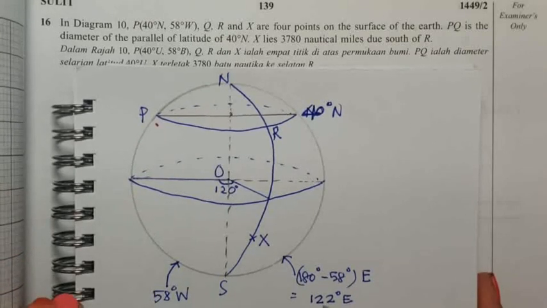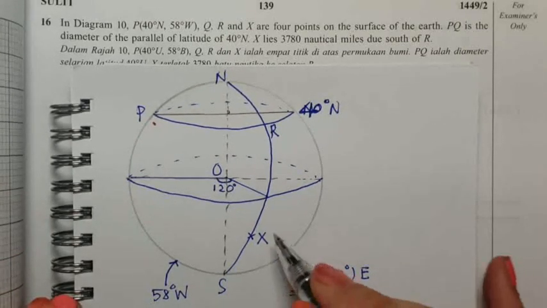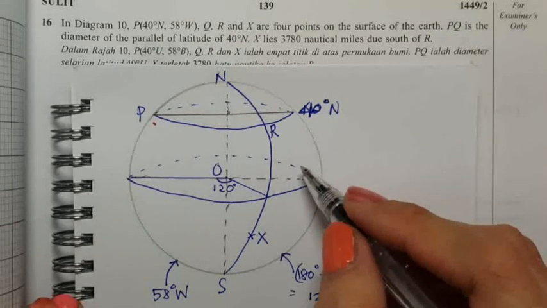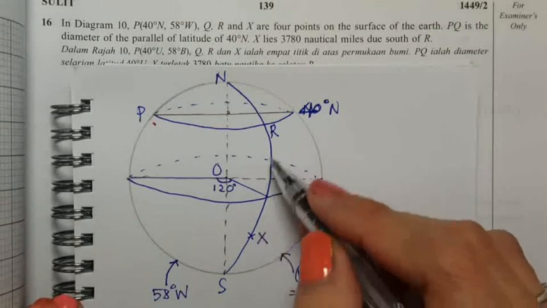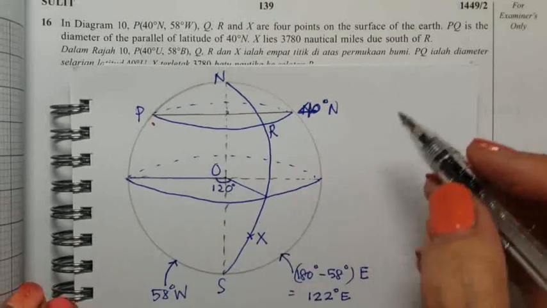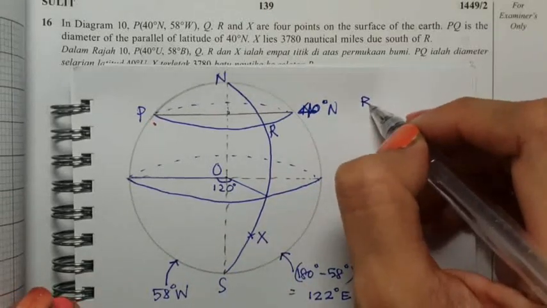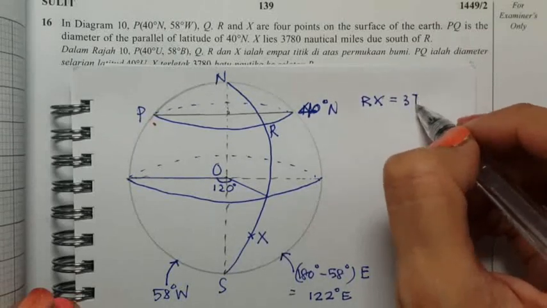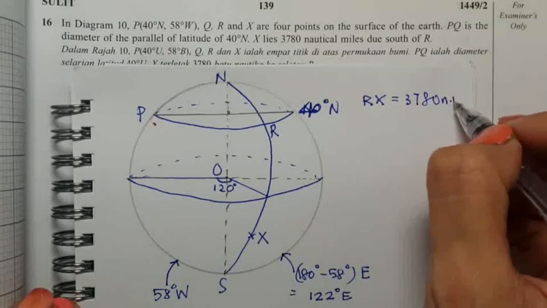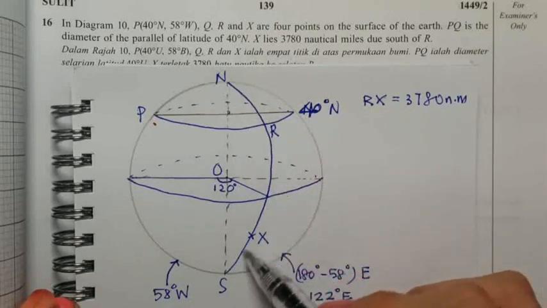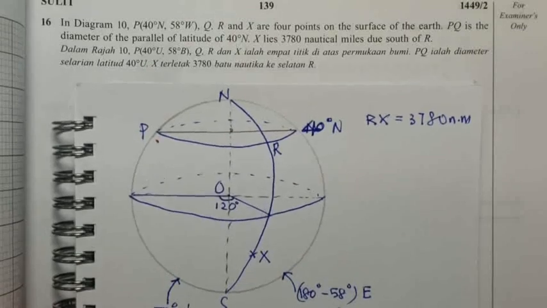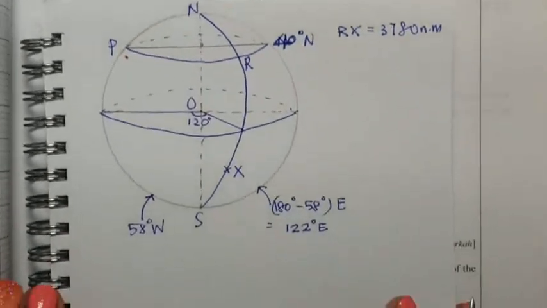Okay, any more information? The question also says that X lies 3,780 nautical miles due south. That means X is actually at the south of R. So we will have another information. RX is 3,780 nautical miles. Now RX is the longitude, and we know that longitude is actually the great circle. Okay, let's answer the question right away.